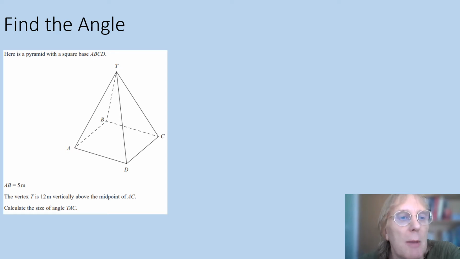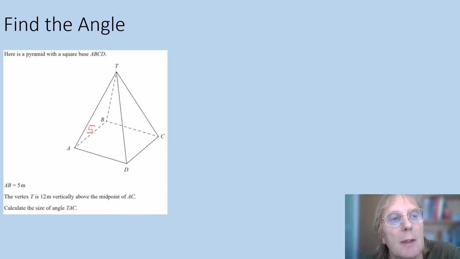It has a square base, A, B, C, D. AB is 5 meters. Vertex T is 12 meters vertically above the midpoint of AC. Calculate the size of angle TAC. So what we do, first thing is, again, a diagram, start putting anything on there we know. So AB is 5 meters, so I can write 5 just there.